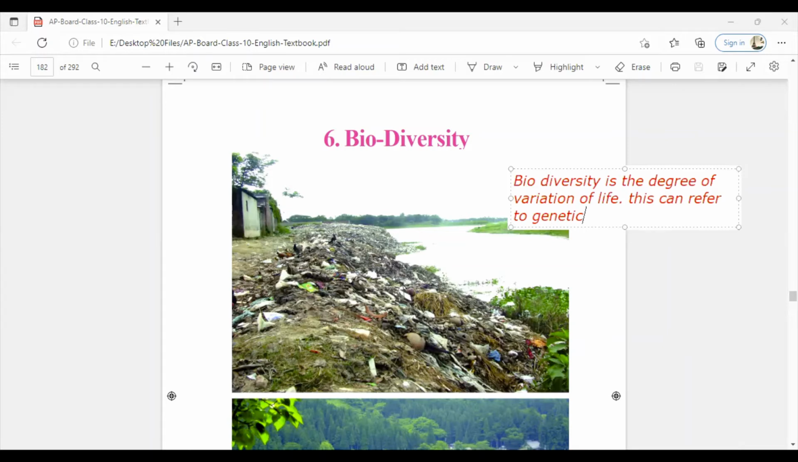Genetic variation, differentiation. Then you have species variation, or ecosystem variation. I told you, three types. Ecosystem variation.